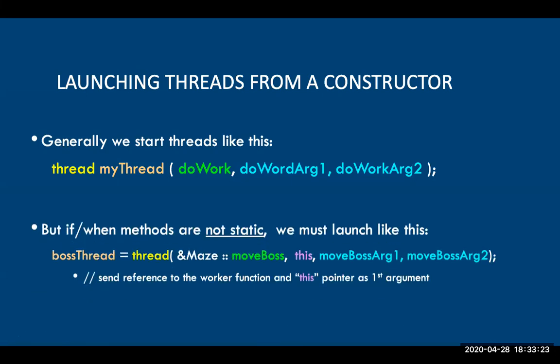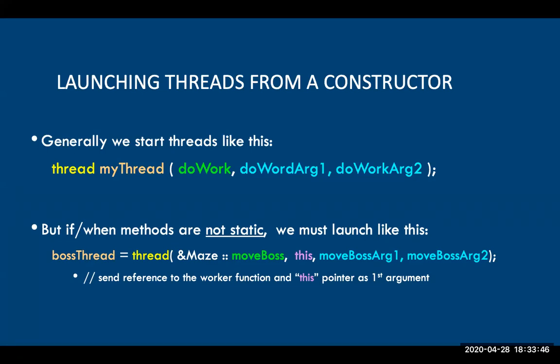Now, when we're launching from a constructor, that will only work if the do work method is static. If the do work method is static, it's easy for the thread constructor to find it, if you will, and invoke it. Remember, when it's static, it lives in the class, not in the instance.